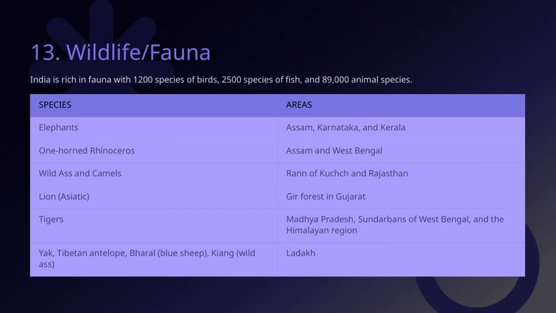Overall, India hosts a vast array of fauna, with around 1,200 bird species, 2,500 fish species, and an astonishing 89,000 animal species. This rich biodiversity underscores the importance of conservation efforts across different ecosystems and regions, aligning with our overall theme of protecting India's natural heritage.